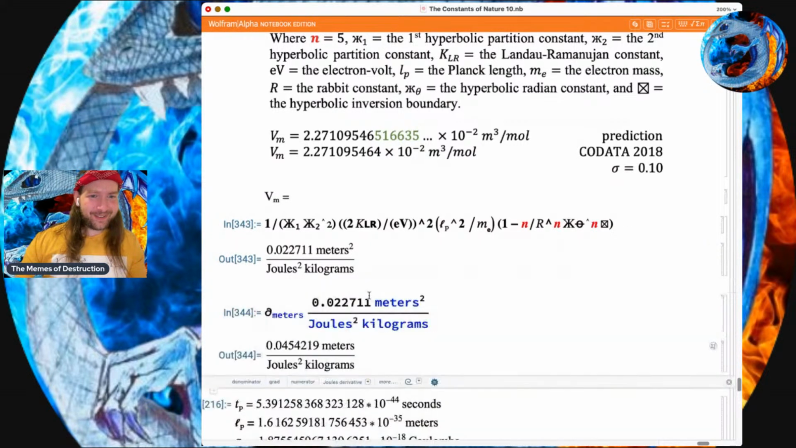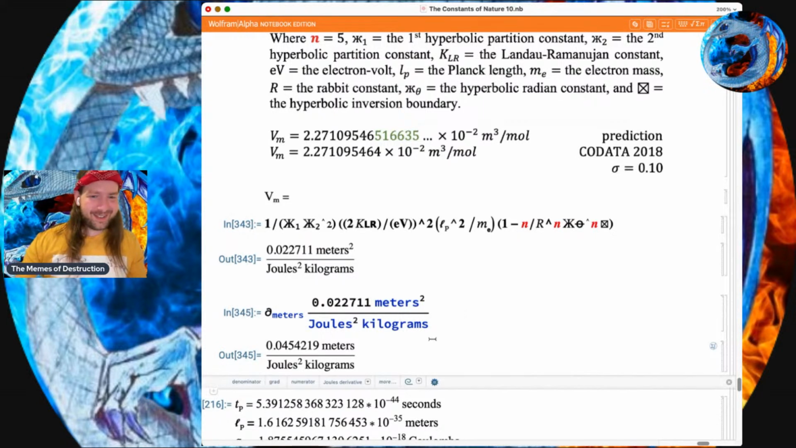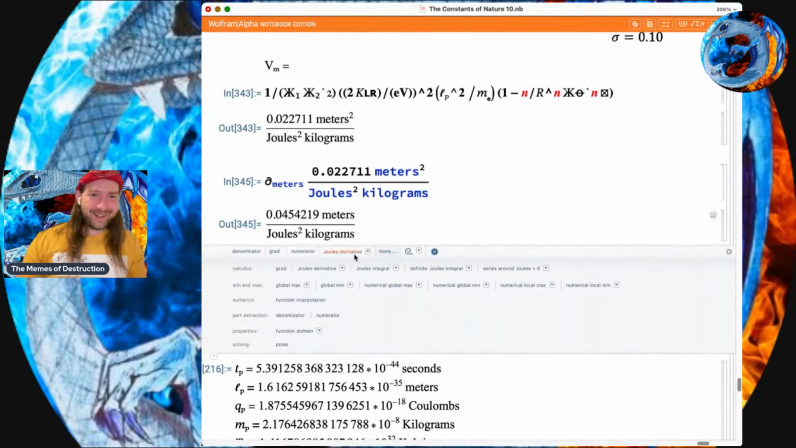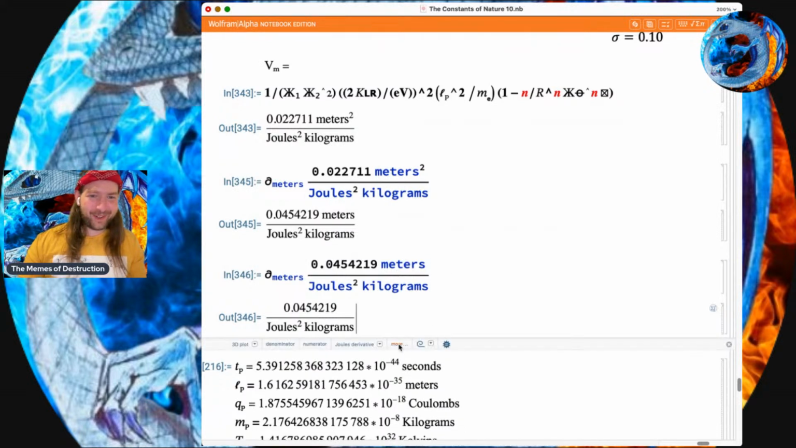Let's go to meters derivative. There we go. Why does it just keep showing that guy? Why won't you just stay at whatever derivative I want? Okay, yeah. Meters derivative. Yeah, okay. Why won't you send it to Wolfram Alpha, though?